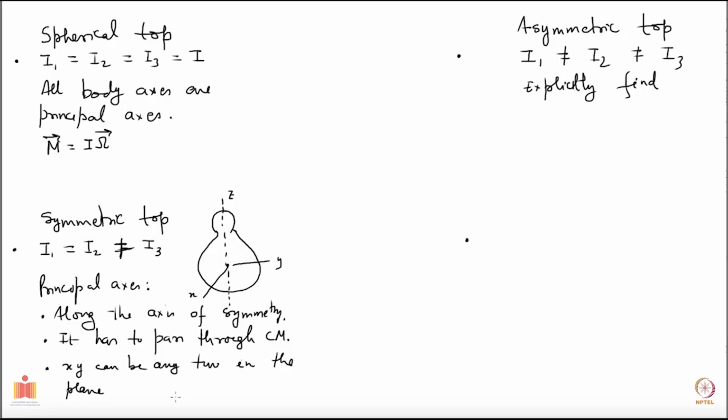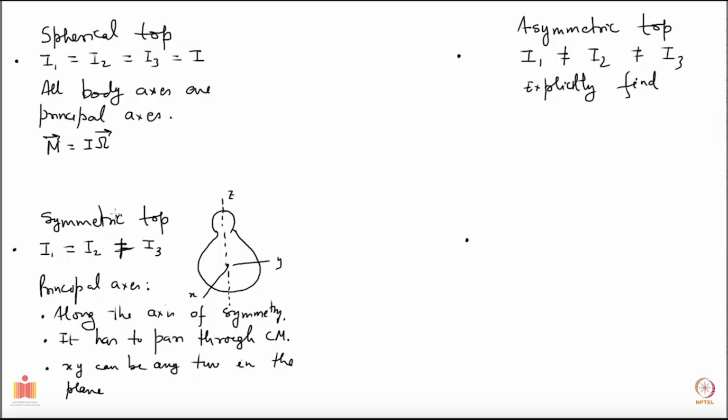Now for the symmetric top, you do not have this: your angular momentum does not point along the direction of the rotation axis. So for a symmetric top, in general, your angular momentum does not point along the direction of the rotation axis. That is not true. It doesn't happen.